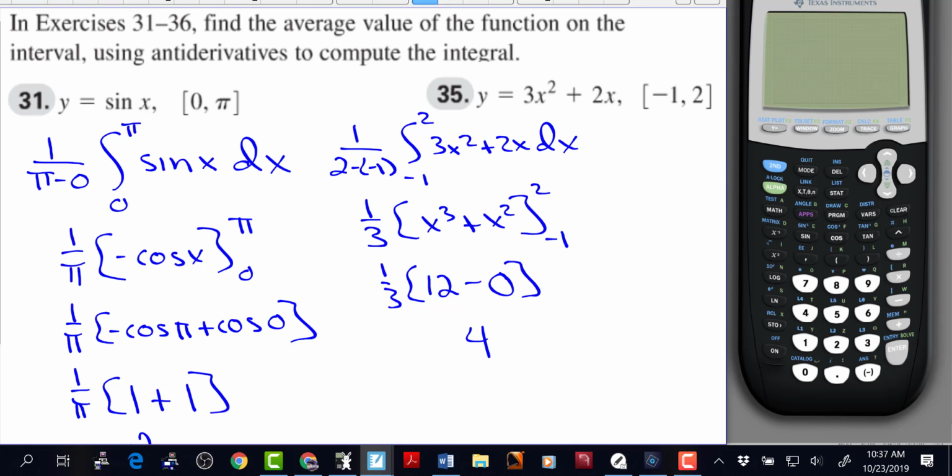But isn't this 1 over b minus a times the area under the curve, right? You might want to know that for the quiz. That's really what we found. Here, I'll even help you out more with that.